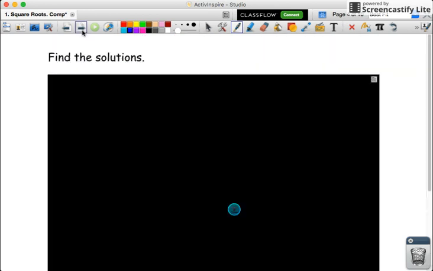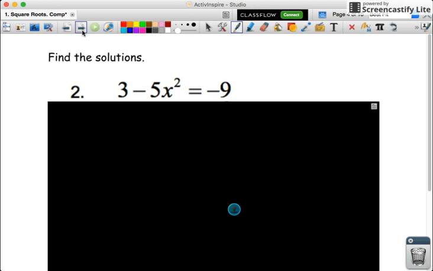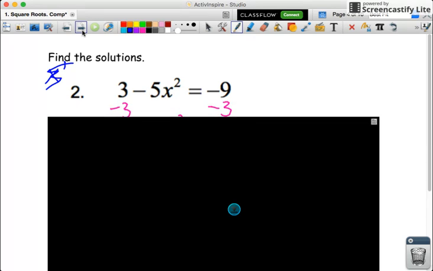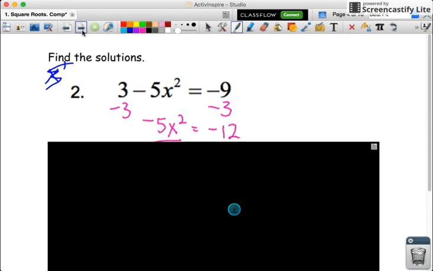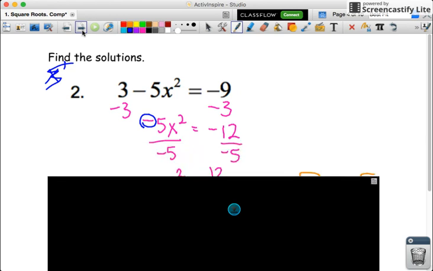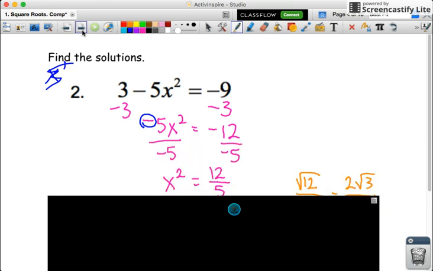What about this equation? Again, I notice I don't have an x raised to the 1. So when that happens, I can use square root. So I'm going to notice I should probably subtract that 3 from both sides. That'll give me that negative 5x squared equaling a negative 12. Here you might think, my answer is probably going to be an imaginary. However, it's not because this number is negative as well. So when I divide by negative 5, this is going to leave me with x squared is equal to 12 divided by 5.